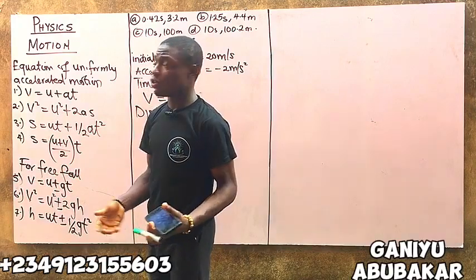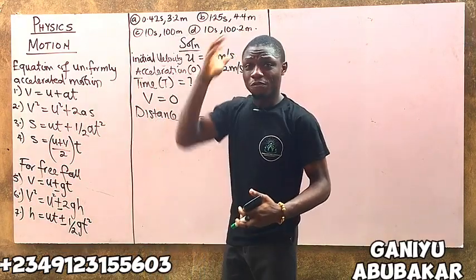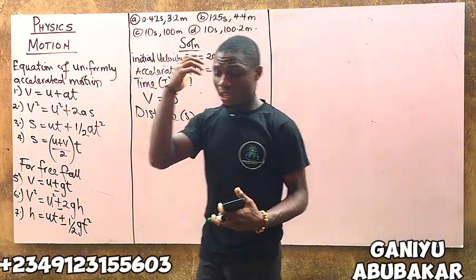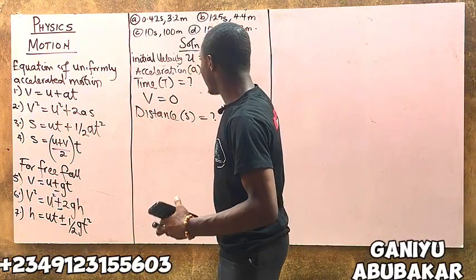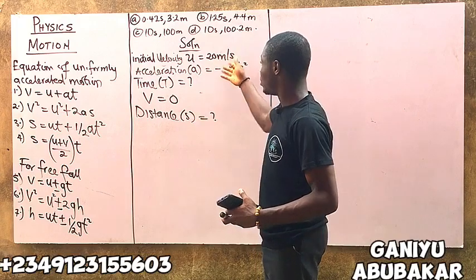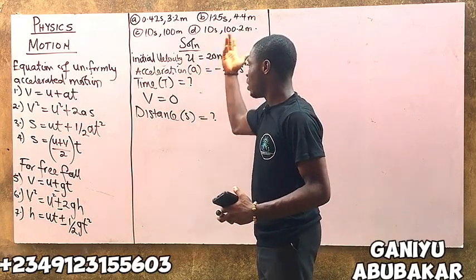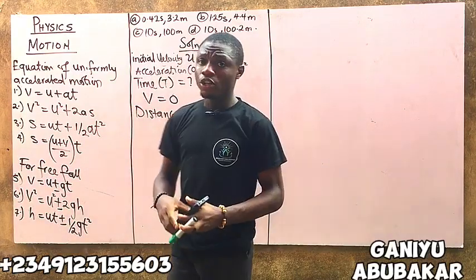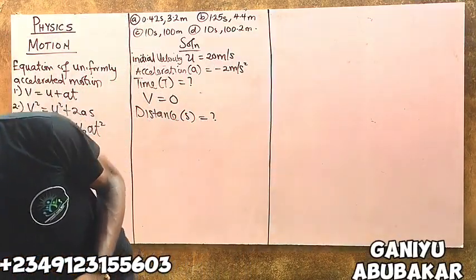How do I know it is a question under this? Because I can't hear the words free fall. The one we did initially, you could hear the word freely. From here, I can't hear anything about freely. What I'm hearing is initial velocity, final velocity, and distance. So all these things are here, so I can check them here. We're looking for two things: time and distance.